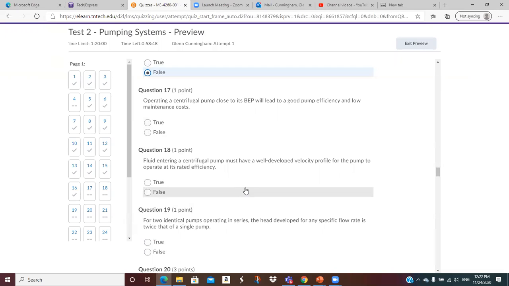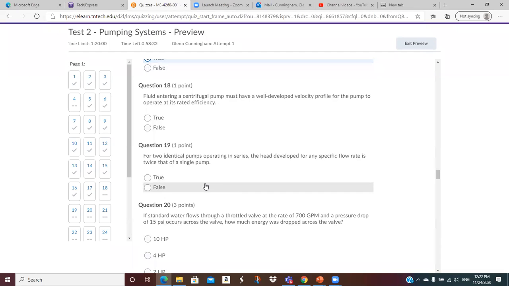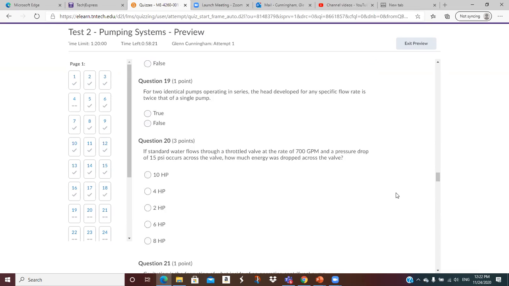Operating a centrifugal pump close to its BEP will lead to good pump efficiency and low maintenance costs. That's true. It doesn't say system efficiency. It means that pumps love to operate right at that BEP. So that's true. Fluid entering a centrifugal pump must have a well-developed velocity profile for the pump to operate at its rated efficiency. That's true. If it's all chopped up, then there's no telling how bad it's going to be. For two identical pumps operating in series, the head developed for any specific flow rate is twice that of the single pump. That's correct. That's true.